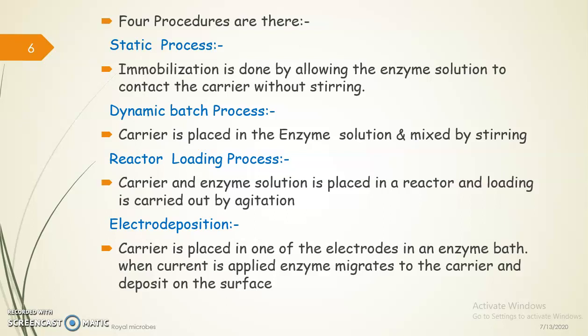Electrodeposition: here the carrier is placed on one of the electrodes in an enzyme bath. When the current is applied, the enzymes start migrating to the carrier and deposit on the surface of the carrier. Therefore, these are the 4 procedures involved in adsorption. They are static process, dynamic batch process, reactor loading process and electrodeposition.